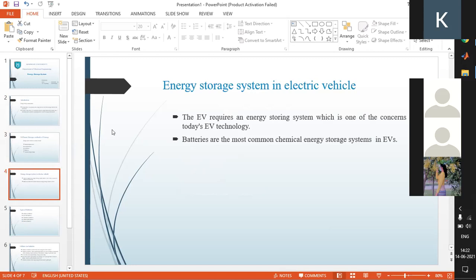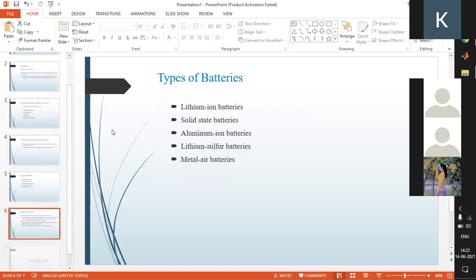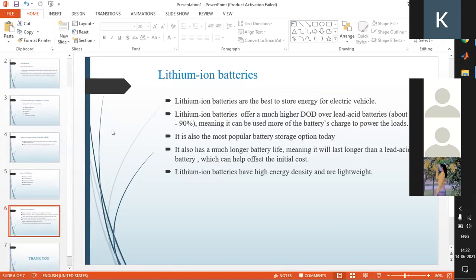EV storage systems are one of the key concepts of today's EV technology, and the most common is the chemical energy storage system in electric vehicles. There are different types of battery: lithium-ion battery, solid-state battery, aluminum-ion battery, sulfur battery, and metal battery. Lithium-ion battery is the best to store energy for electric vehicles.